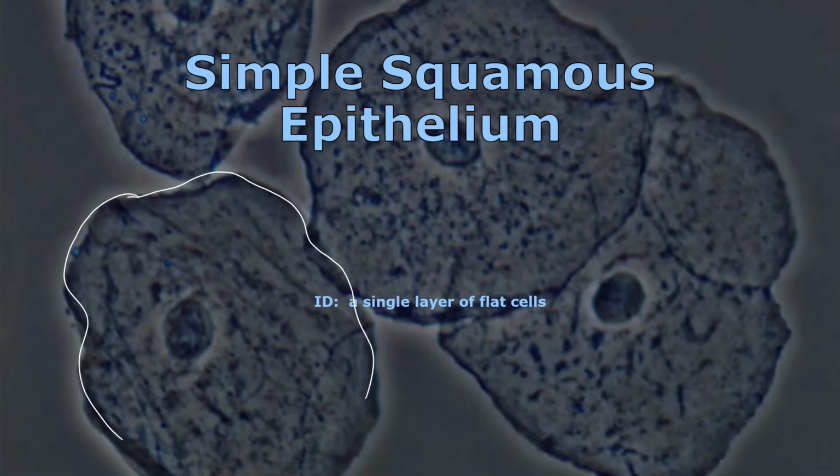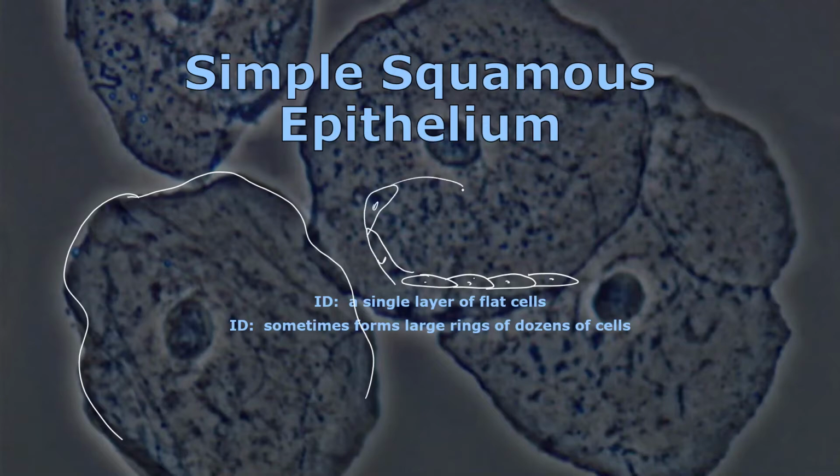Single layer of flat cells. Again, in this picture we can't see that. I could draw flat cell, flat cell, flat cell, flat cell, right? And that would be a simple squamous epithelium. Sometimes it forms large rings. So what I'm going to do here is just take that simple layer and start curling it around. It's still a single layer of flat cells, but it's kind of making this ring dance where they're holding each other's hands and dancing in a circle. And this middle part that's in the center, like the soda straw example, is called a lumen.